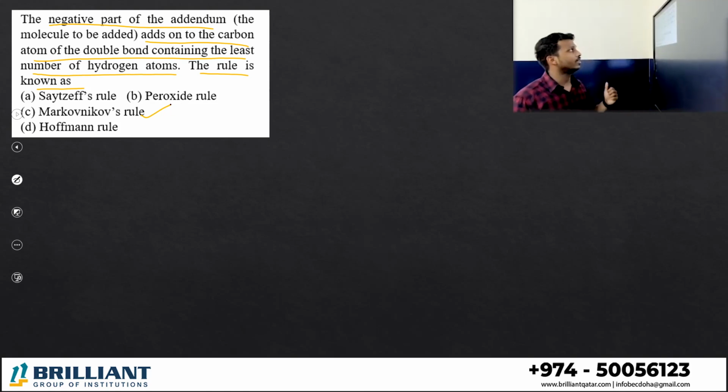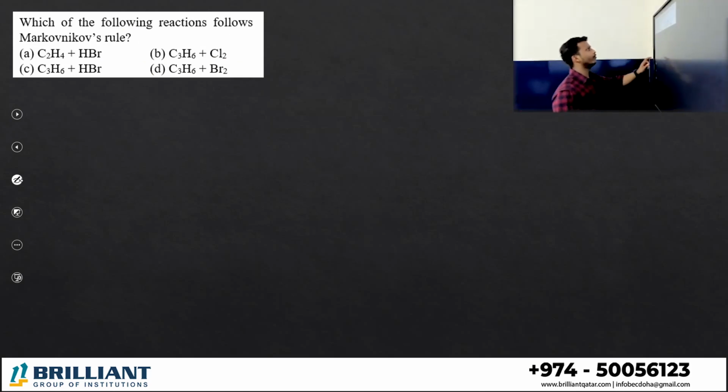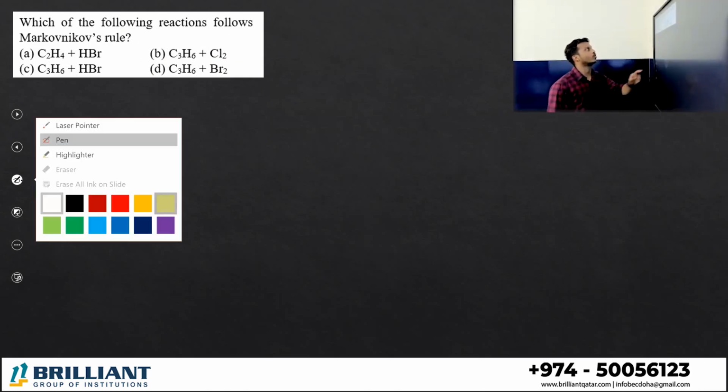Is the peroxide rule also given? Okay, what is called the peroxide rule? Peroxide effect is also known as Kharasch effect or anti-Markovnikov rule. Let me check it once again. Carbon atom of the double bond containing least number of hydrogen atoms. Yeah, negative part is adding to least number of hydrogen atoms, that is Markovnikov rule itself. Correct. Then, which of the following reactions follow Markovnikov rule?